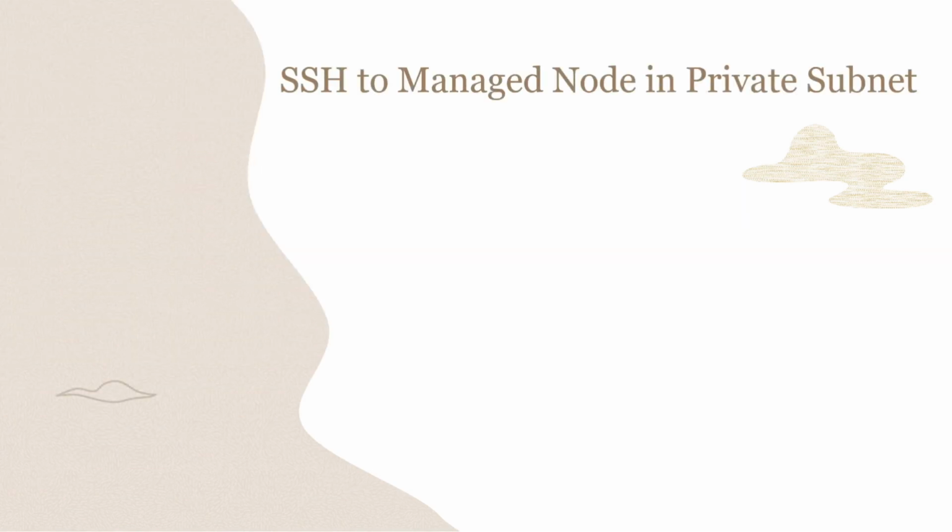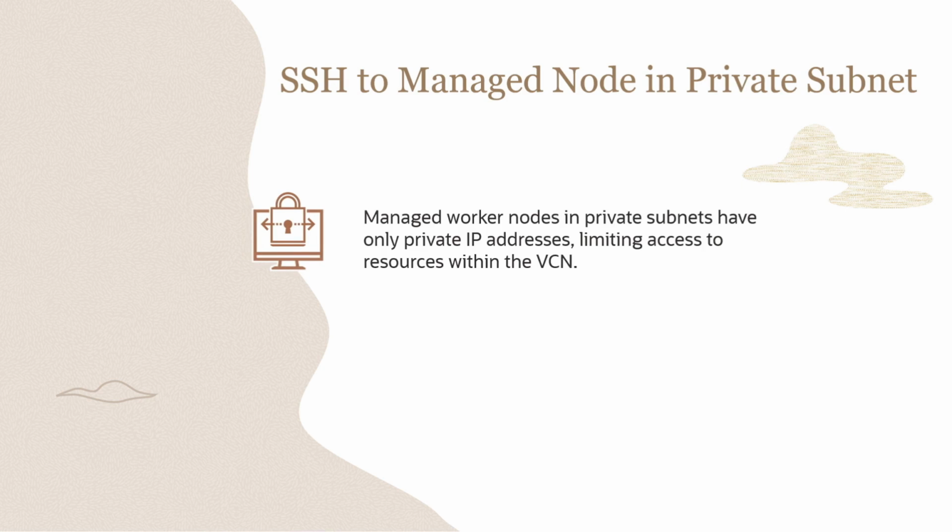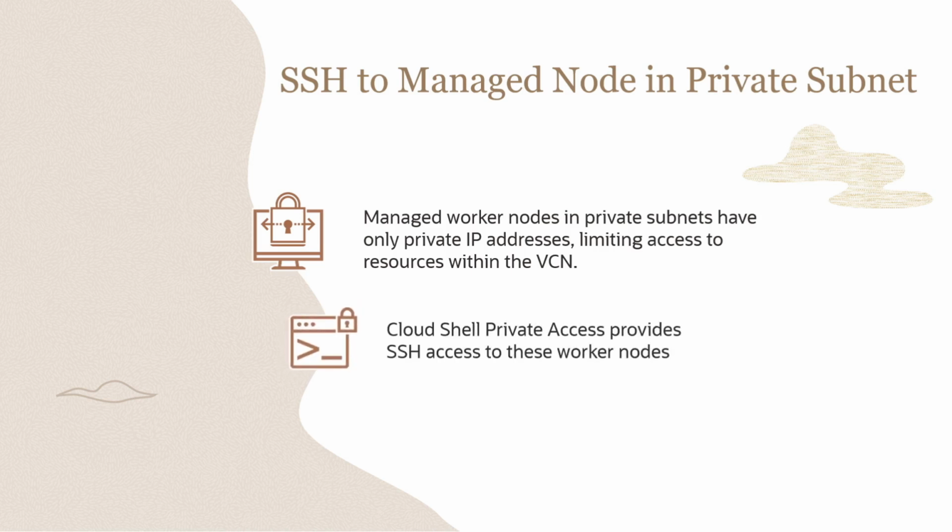Let's explore SSH access to managed worker nodes residing in private subnets. Here's what you need to know. Firstly, worker nodes in private subnets exclusively support private IP addresses and don't come with public IP addresses. Their accessibility is confined to resources within the VCN. To gain SSH access to these private-dwelling nodes, one option is to leverage Cloud Shell Private Access. This offers a secure path for SSH connections without exposing the nodes to the public internet.